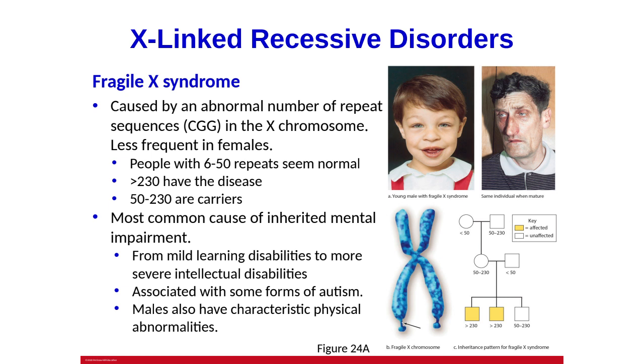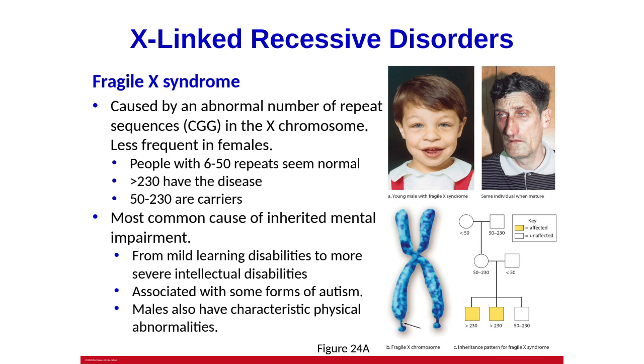Now, it's actually normal to have these repeat sequences. In other words, you'll have CGG and then CGG again, and then again and again. It's fairly normal to have, say, 6 to 50 repeats. There's nothing really wrong with that. If you have 50 to 230 of these repeats, you would be considered to be a carrier. If you have more than 230 of these repeats, then you'll have the disease. Fragile X syndrome is the most common cause of inherited mental impairment. And this can range from mild learning disabilities to much more severe intellectual disabilities.